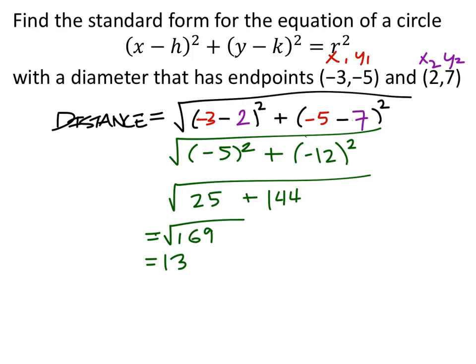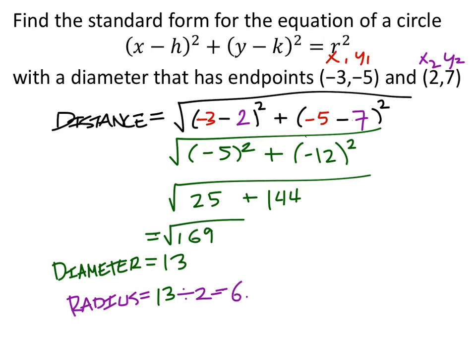Now that's the distance between those 2 points, which means it's also the diameter, which is important for us. So if we want the radius, we'll just cut this thing in half. You could use the decimal if you wanted to, 6.5. If you want to use the fraction, that's fine. Either way is okay with me.